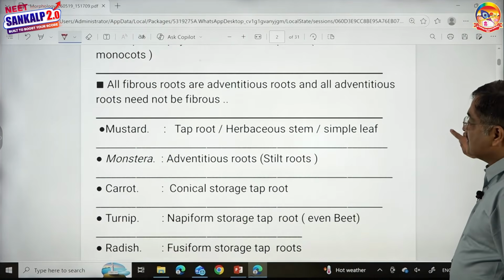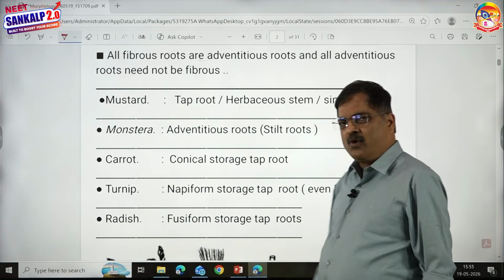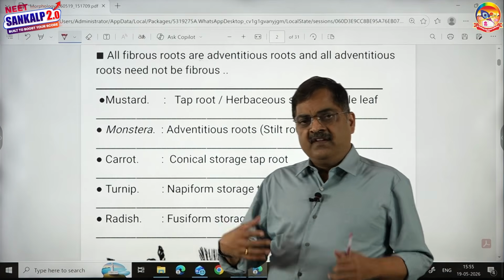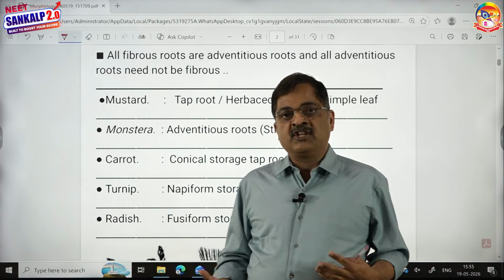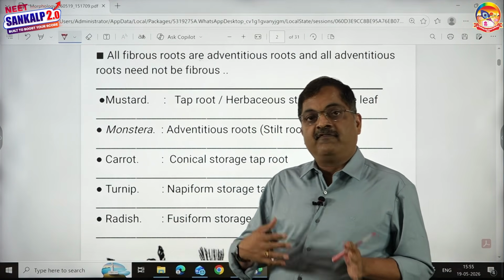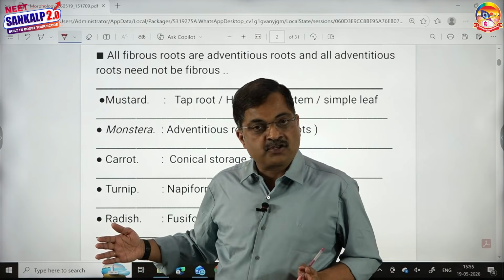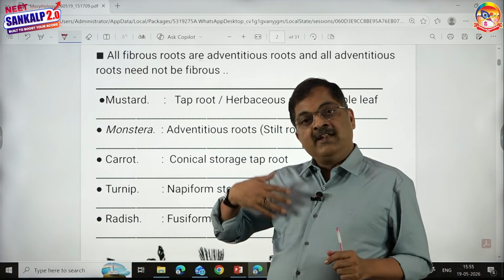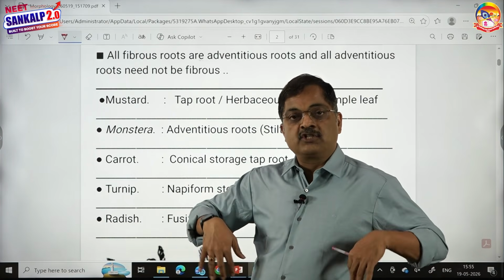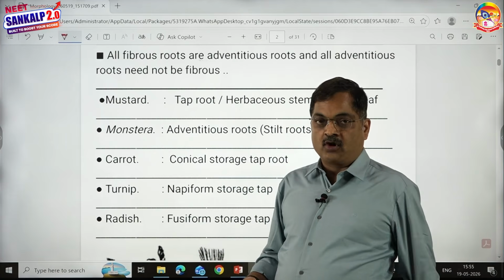Now, we'll start with some root modifications. You know what is the meaning of modification? If any root undergoes a permanent change so as to perform an entirely new function, or a new function along with its original function, it is said to be modification.